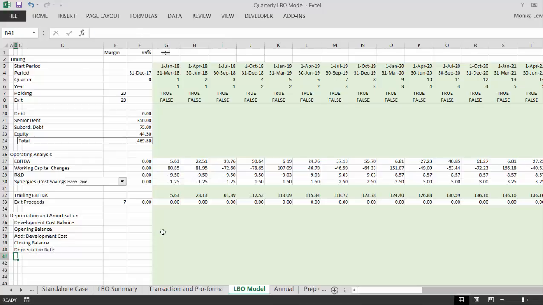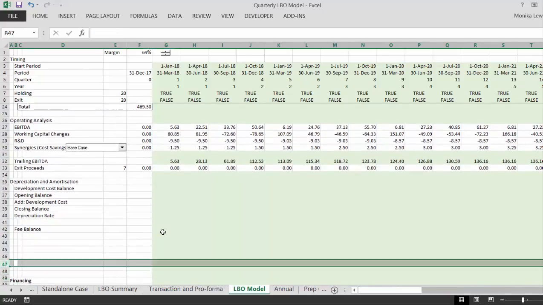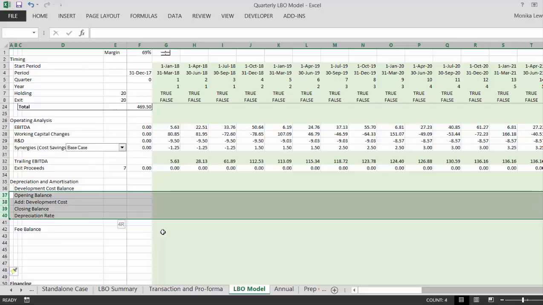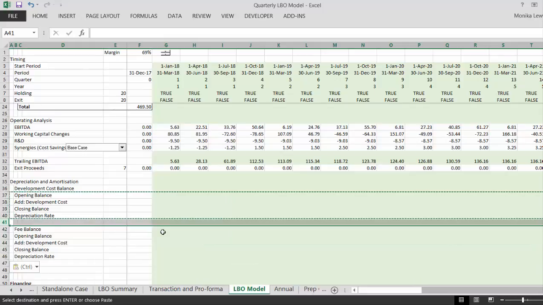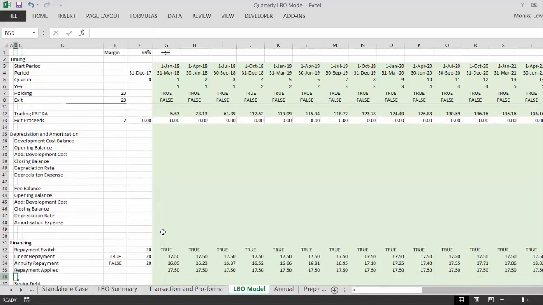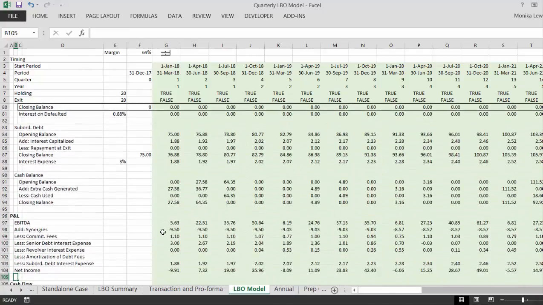And then the next thing let's do is we have our fees balance, and we can do the same thing. Okay, we'll just make an opening and closing balance on the fees and amortize the fees. Okay, and we need to put a depreciation expense here, and we need to put an amortization expense here.